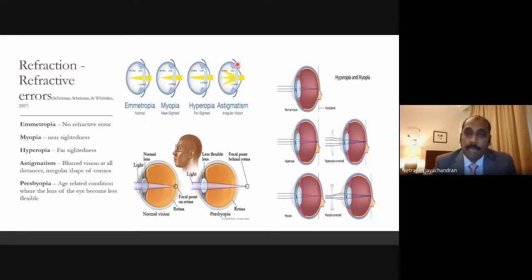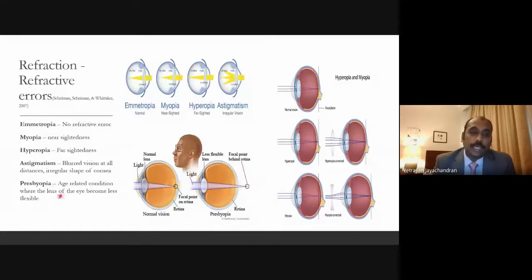This mainly happens because the eyeball is losing its shape, or the cornea has lost its shape. So the cornea cannot focus images. Do you remember I mentioned in the anatomy that the cornea is the structure which focuses the images? Because the shape of the cornea is changed, it cannot take the images appropriately and give them to the retina. So this is called astigmatism.